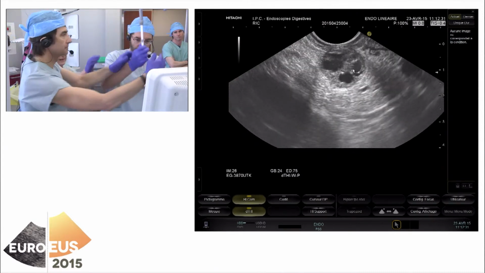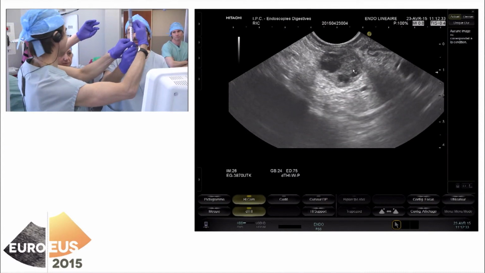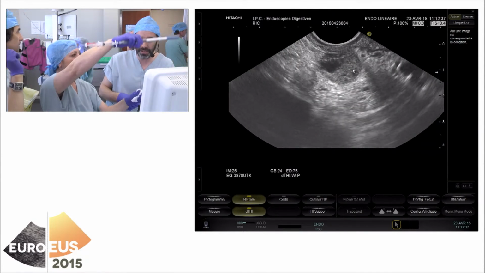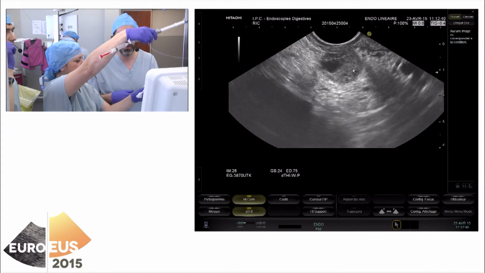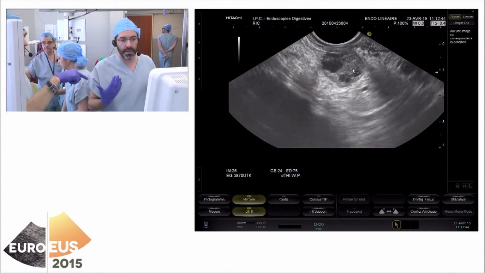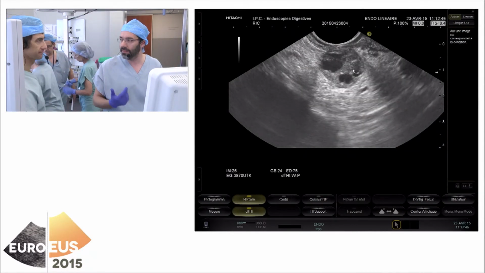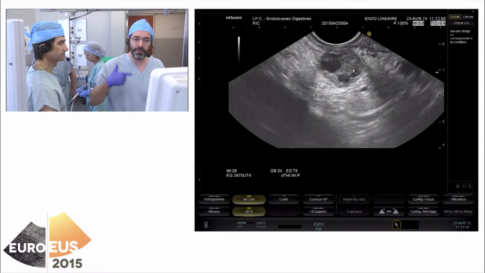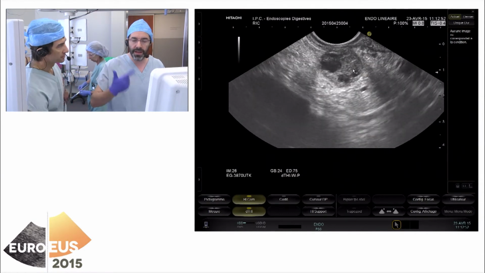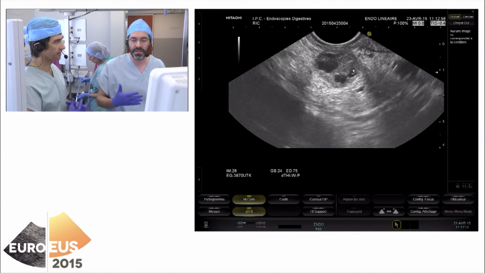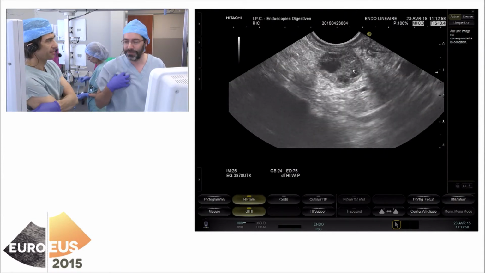Will you give her antibiotics? Julio, tell me, will you give her antibiotics? Yeah, we're using antibiotics, but there is a couple of papers coming into the field that said that there is not an increased number of infections related to the puncture of cystic lesions, independently on if you give or not antibiotics. However, I give antibiotics.